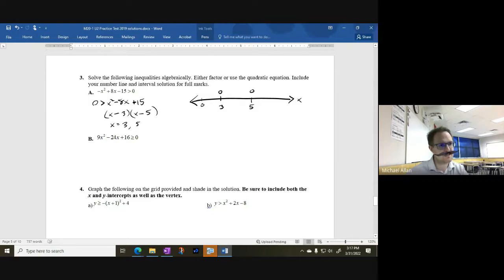This happens to be over here somewhere. Always go back to the original to test it out. So is 0 minus 15, which is -15, greater than 0? No, not good. So my answer is going to be in between these two. I just test x equals 0 and -15 greater than 0. False.